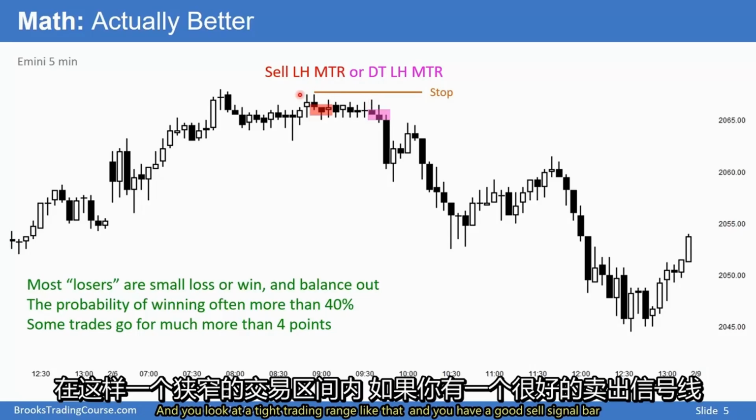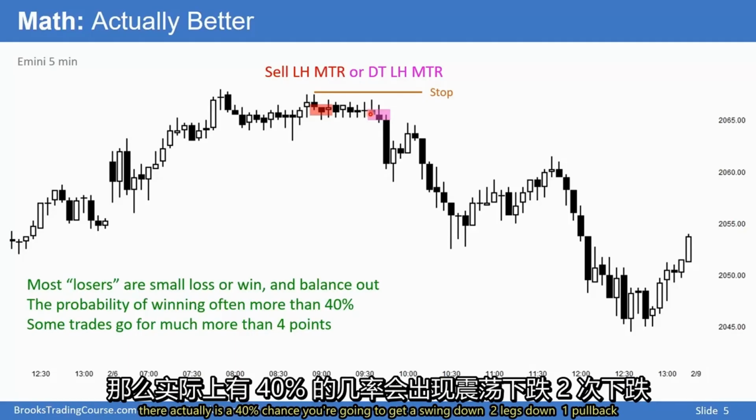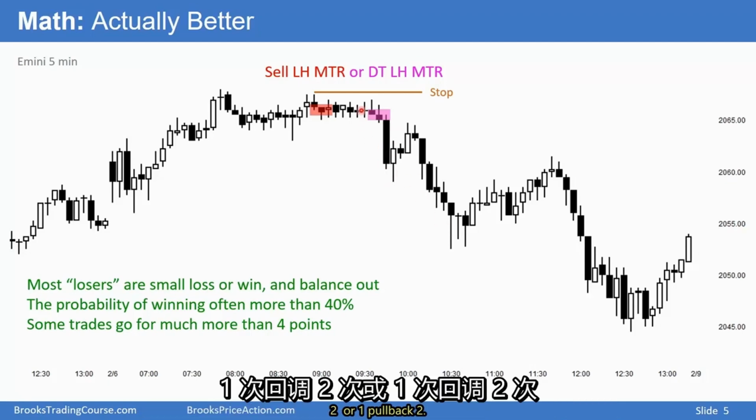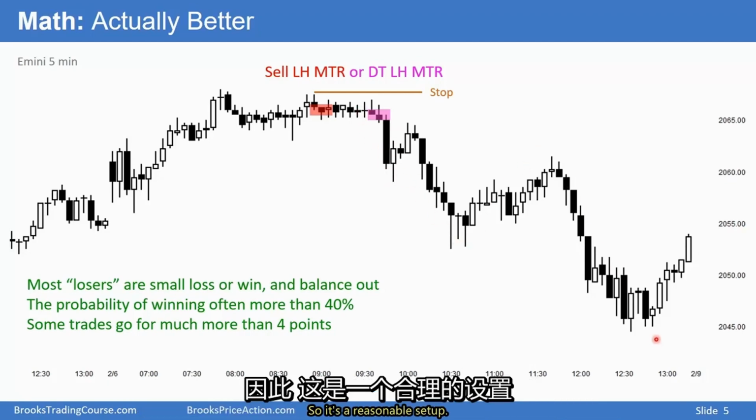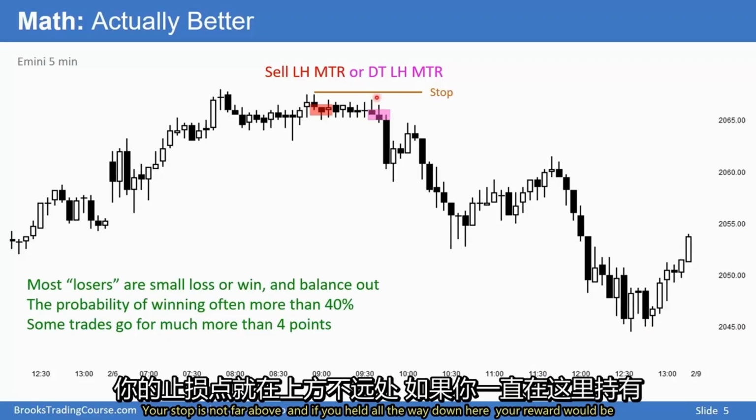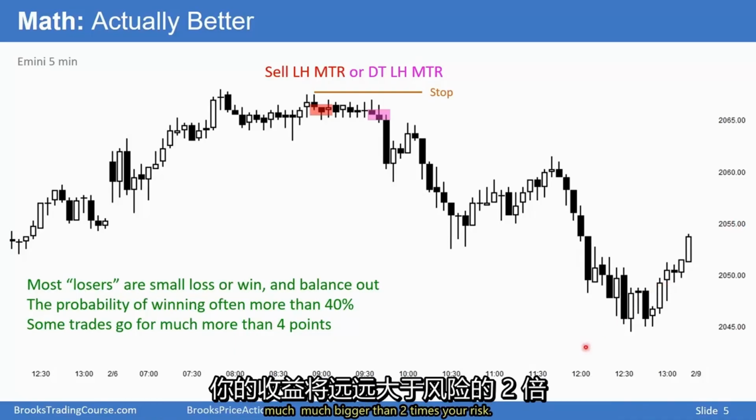And you look at a tight trading range like that, and you have a good sell signal bar, there actually is a 40% chance you're going to get a swing down, 2 legs down, 1 pullback 2, or 1 pullback 2. So it's a reasonable setup. Your stop is not far above, and if you held all the way down here, your reward would be much, much bigger than 2 times your risk.